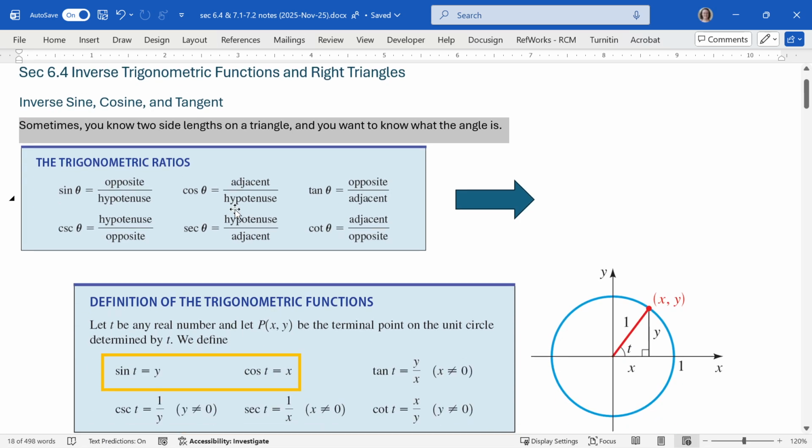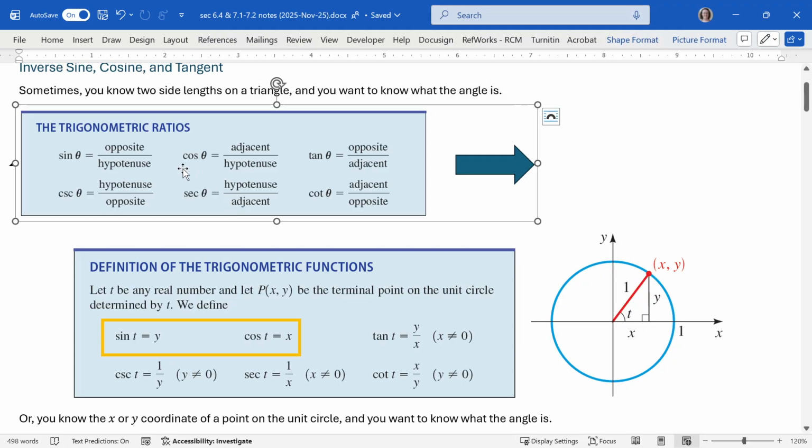So what I mean is, let's look at our original 6 trig ratios here. Suppose that you have a right triangle and you know what the opposite side length is, and you know what the hypotenuse side length is, and you want to work out what the angle was, so this theta that's over here. You can use the inverse trig functions to do this.